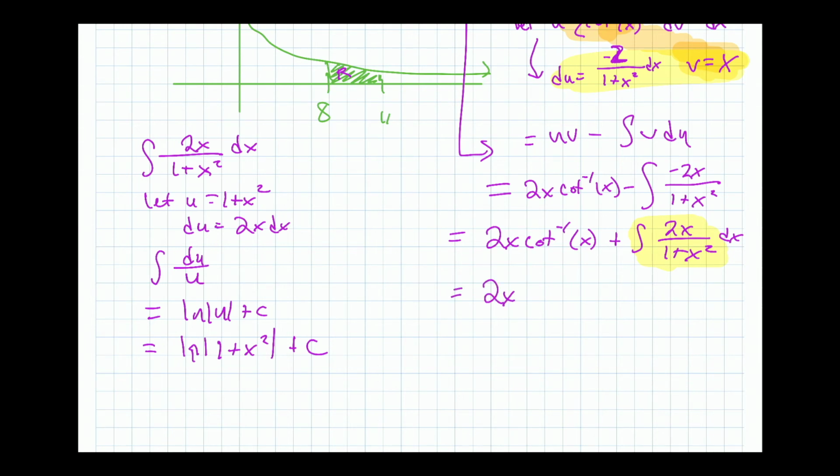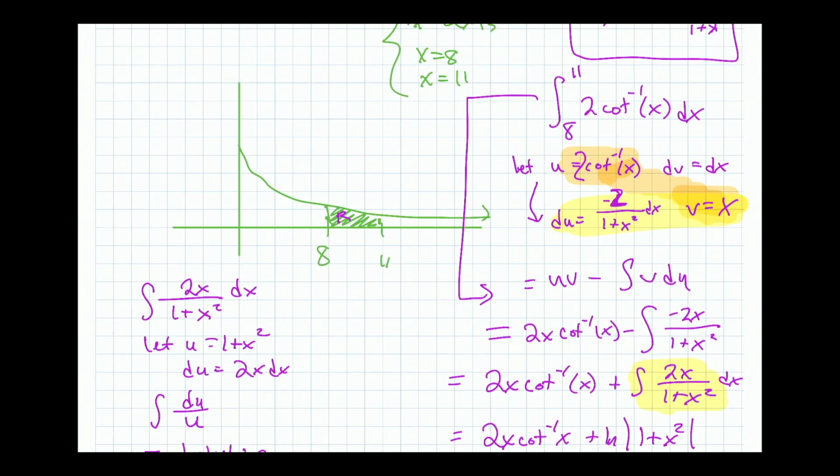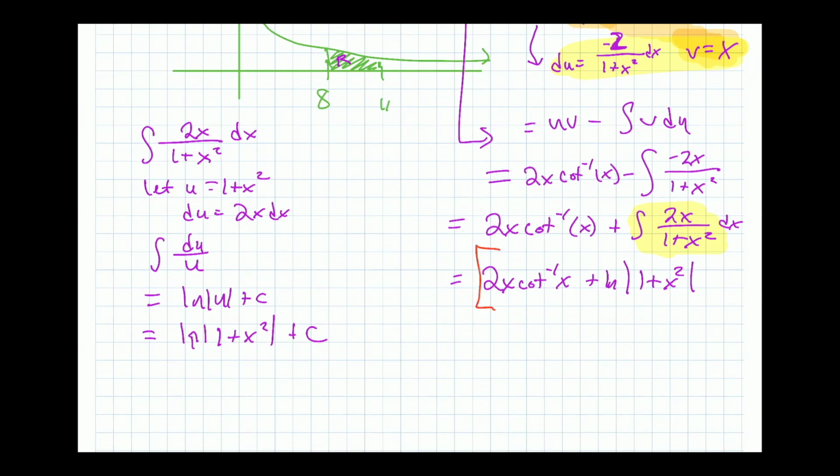So come back to my integral. I have 2x cotangent inverse x plus ln absolute value 1 plus x squared. Again, you don't really need the absolute value. Now, the thing is that this was supposed to have limits of integration, right? 8 to 11. So we still have to do those. I should have been writing it on every line, but now that we're done, basically you have to come back and put in 8 and 11. And that should have been on all of these, right? Like that. 8, 11, 8, 11, and so on.